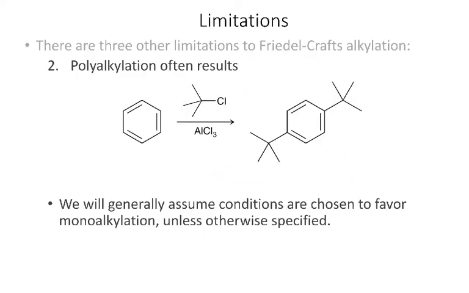Another thing that we'll see is that polyalkylation often results. It turns out adding an alkyl group to our benzene ring makes it more susceptible to future attacks, and so we can often add multiple alkyl groups. Now, we can adjust the conditions of the reaction to limit ourselves to mostly monoalkylation, and unless we specify otherwise, we'll assume that we've limited ourselves to those conditions. So we can just focus on the monoalkylation.